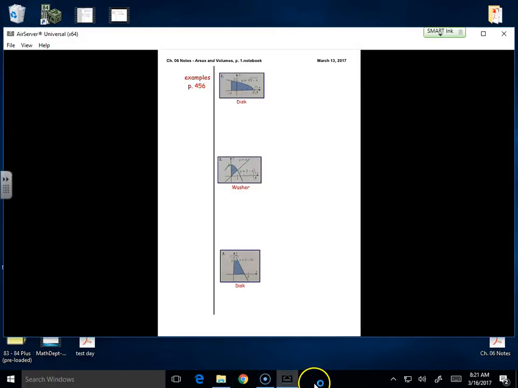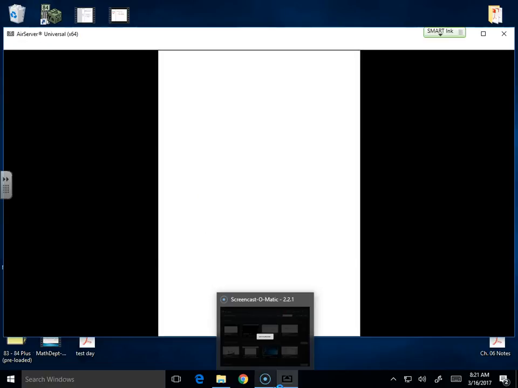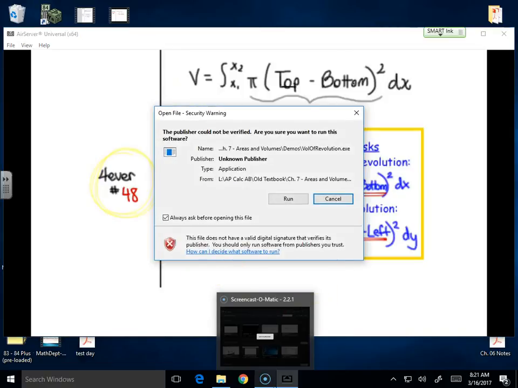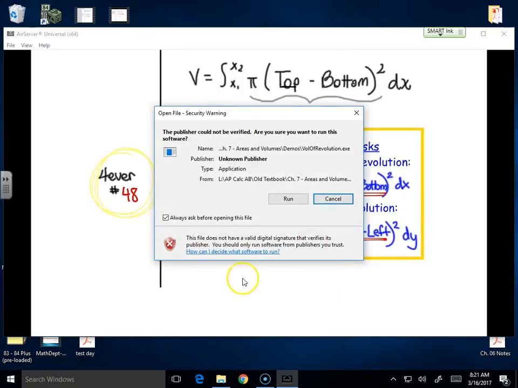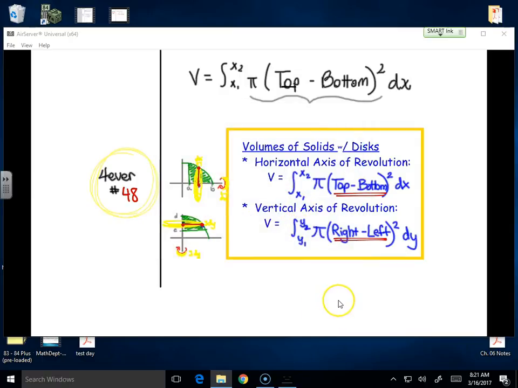Let's go back to our notes. Forever card number 48. Ooh, I don't know what that is. Let's just say run and hope that my computer doesn't explode. Go team. You probably shouldn't do that with your personal computer at home.